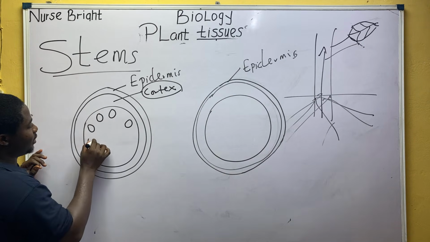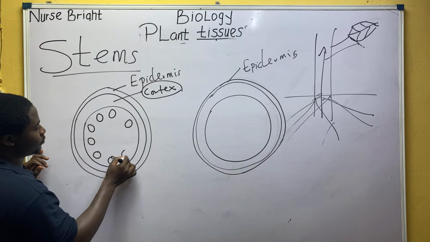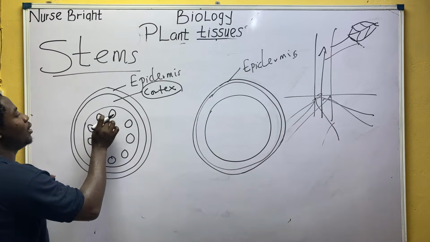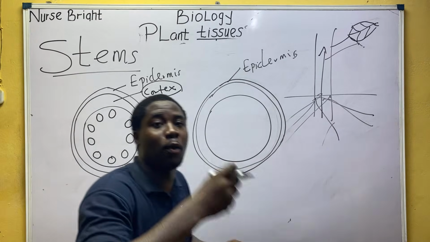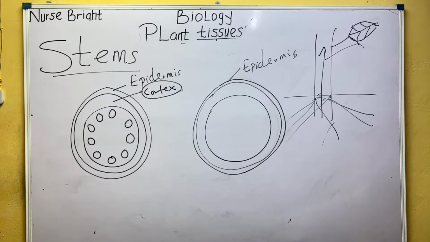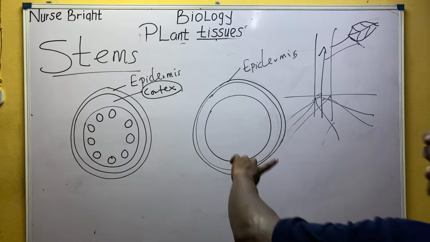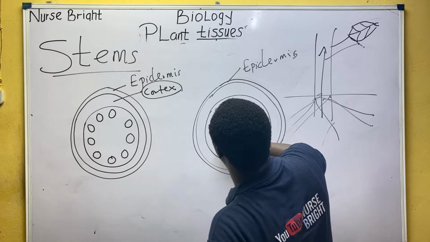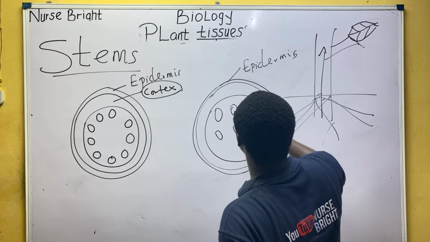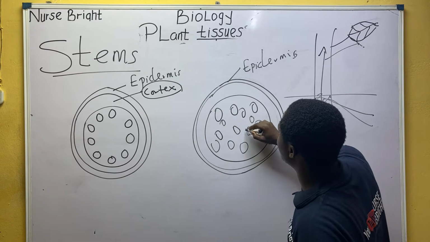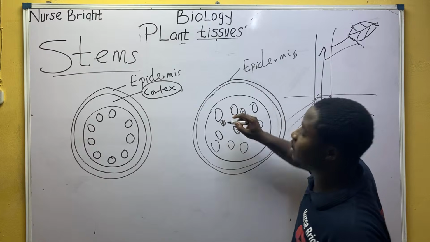Now, this structure here contains both the xylem and the phloem tissue. That's what I want to say. You can see that this one is arranged in a ring, whereas this one is scattered. The xylem and the phloem tissue, which are these structures, are scattered.